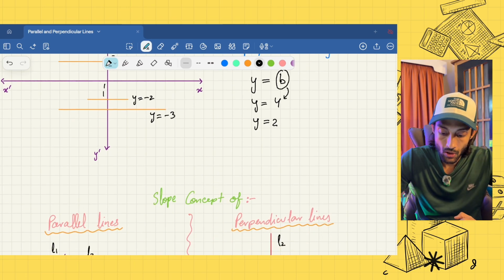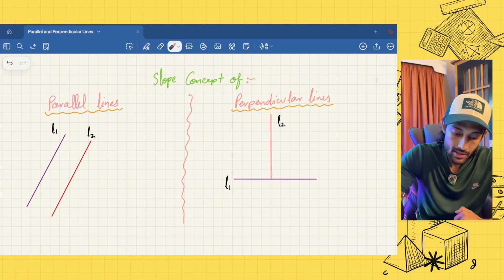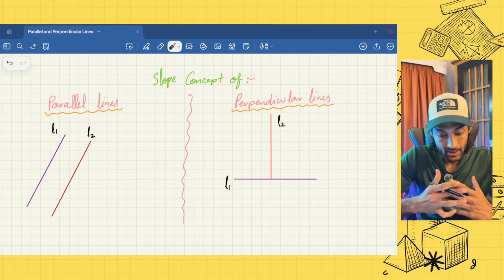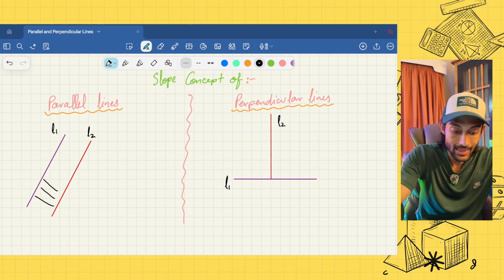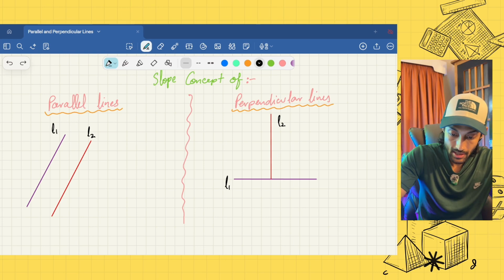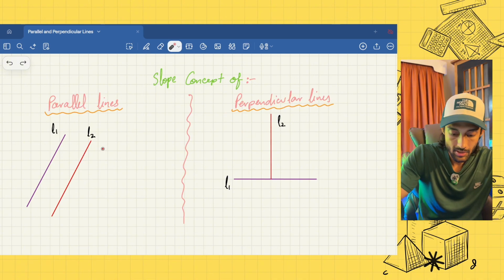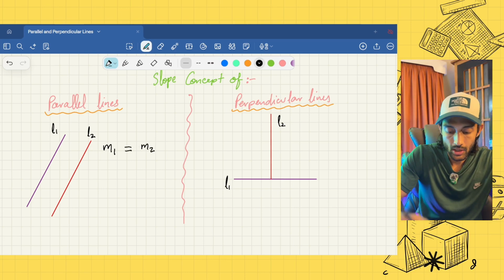The last concept of this lesson is the slope concept of parallel lines and perpendicular lines. So the concept is really simple. All you have to do is just keep in mind that parallel lines are the lines which always have a certain same distance and they never meet each other. The distance is always the same, and this is why they never meet. And this is the only reason they have the same slope. So the slope of line m1 and the slope of line m2 will be equal to each other.